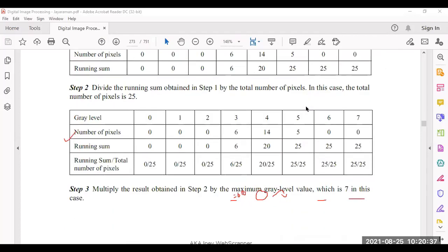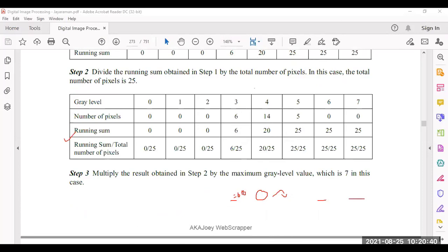Then what do you have to do? Once you find the running sum of the histogram, we divide the running sum obtained by the total number of pixels. In this case, the total number of pixels is 25. The running sum is 25, so I have to divide by the total number of pixels. So it will be 0 by 25, 0 by 25, 0 by 25, 6 by 25, 20 by 25, 25 by 25, 25 by 25, 25 by 25.